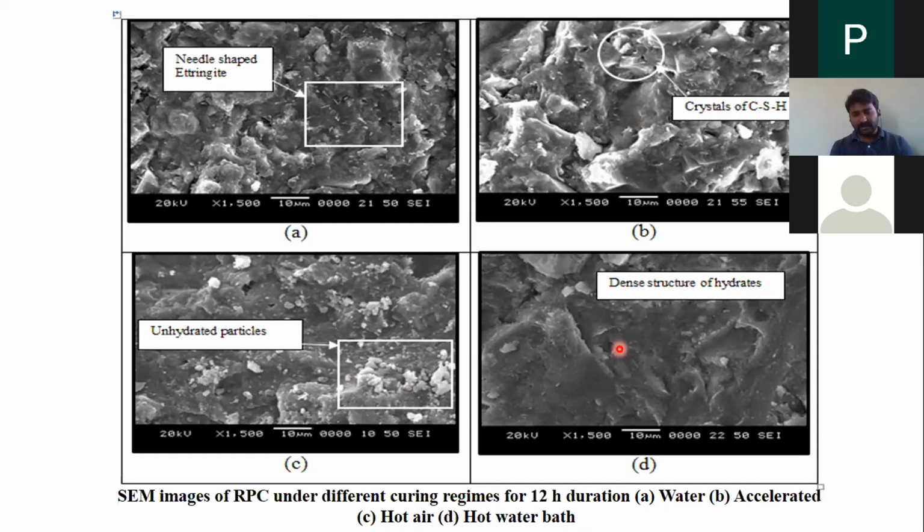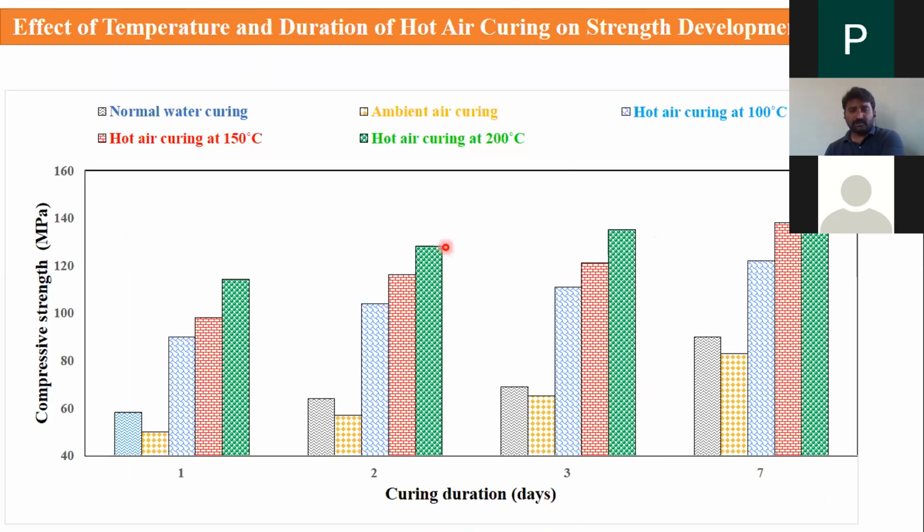From this, we can conclude that if you want to get high early strength, then you have to go for hot water bath curing. We have studied the combination also. So these are the different compressive strengths for hot air curing and hot water bath curing. For hot air curing, some people have suggested 100, 150 and 200 degrees Celsius. We wanted to compare with one of the Chinese authors. He has said that as you increase the temperature, you can increase the compressive strength. Same thing we also have noticed.